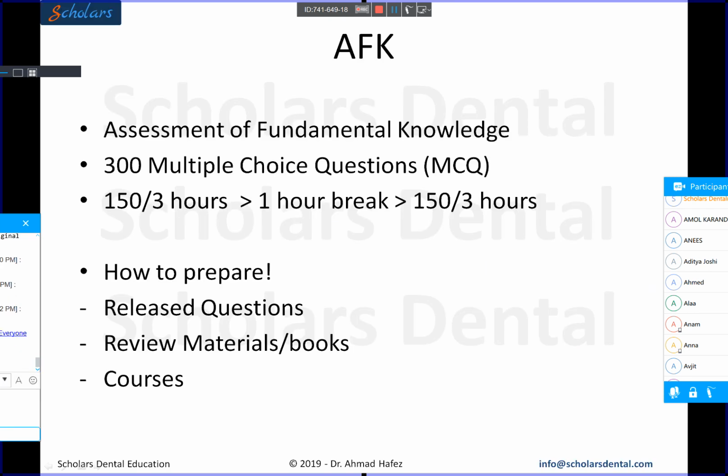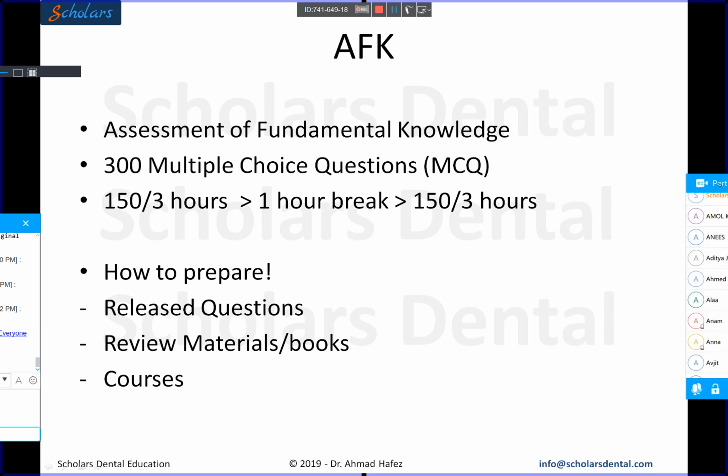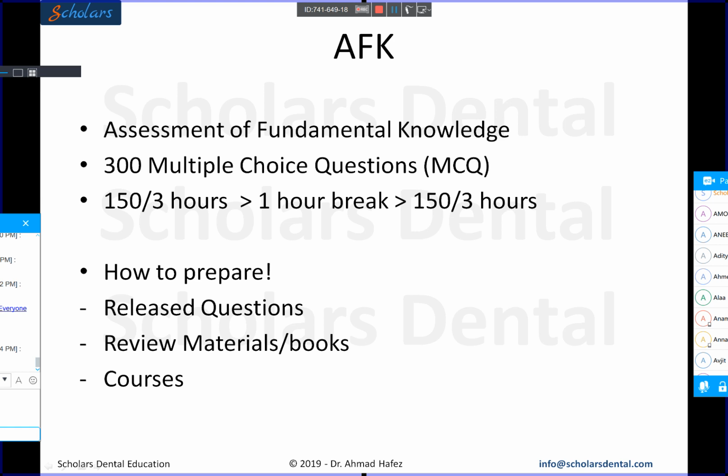And this is my favorite part, talking about the AFK, because that's what I specialize in, basically. Now, the AFK, the Assessment Fundamental Knowledge. Okay, everybody seems ready. Cool.